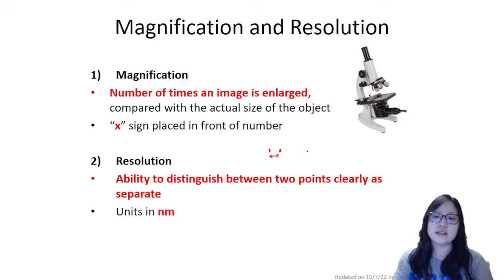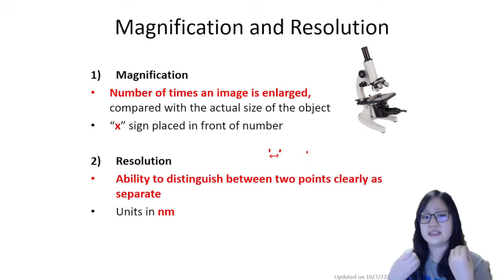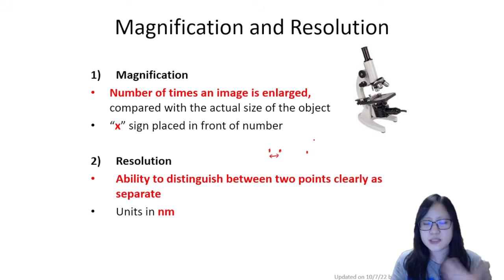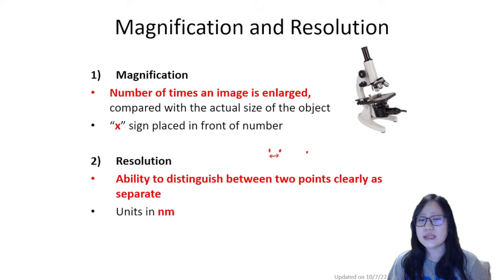Now, if there is a lower resolution image, right, maybe there are 2 points, but you cannot distinguish them from one another because they are so close together. It's not clear enough an image to be able to see the difference between 2 points. If there's an even lower resolution, you might not be able to distinguish this point from the background. So that's why it's defined this way: ability to distinguish between 2 points clearly separate. We usually express the units of resolution in nanometers, and this is something we'll look at in a moment. We'll look at it right after we clarify this magnification and resolution thing.